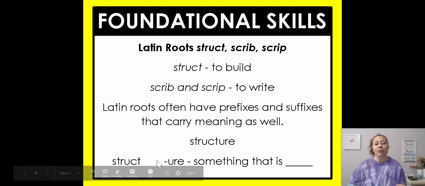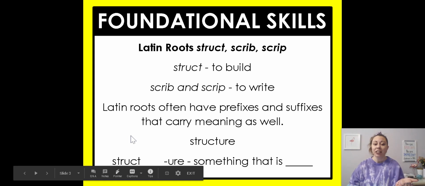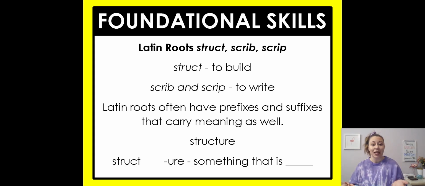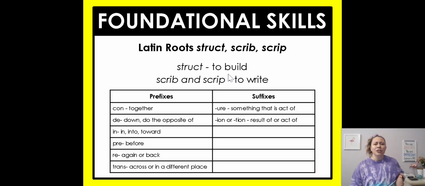For example, if we put the base word or Latin root struct with the suffix -ure, then we have structure, or something that is built, because the suffix -ure means something that is, and the root struct means to build. So let's practice that a little bit more. I have listed this table here with all kinds of prefixes and suffixes and their meanings, along with our three Latin roots that we are focusing on: struct, scrib, and scrip.